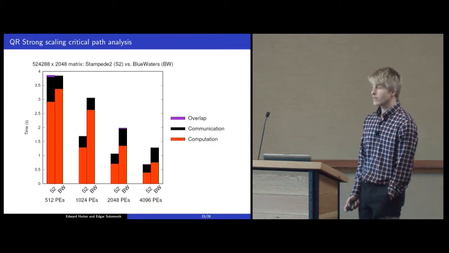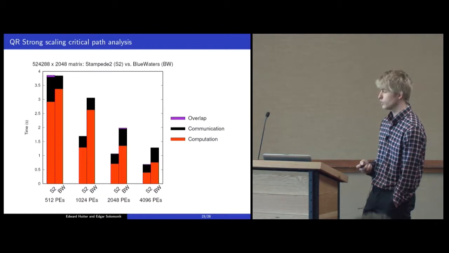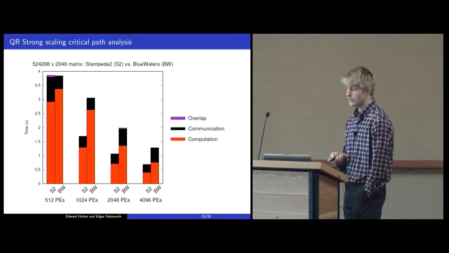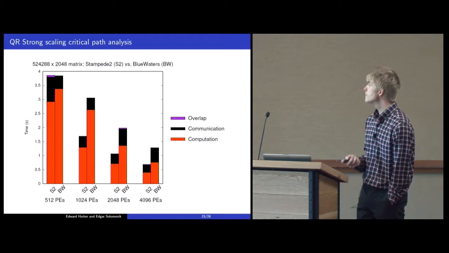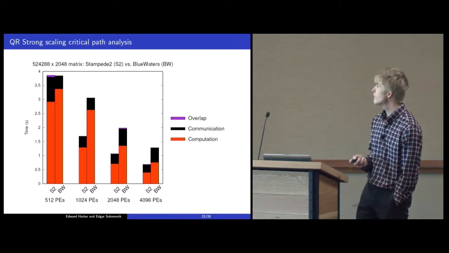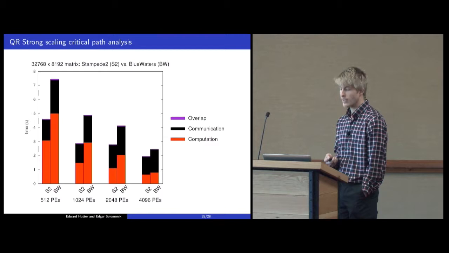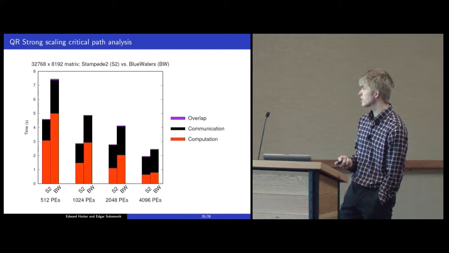So if we want to look at the breakdown again of communication avoiding CholeskyQR2 for Stampede2 versus Blue Waters, this is for the same matrix. We see that the communication is higher on Blue Waters because of this machine balance difference. And so this is for a matrix with 500,000 rows and 2,000 columns. If we make it wider, we see the same thing, and then the gap is less pronounced as we increase the number of processes in the strong scaling study.